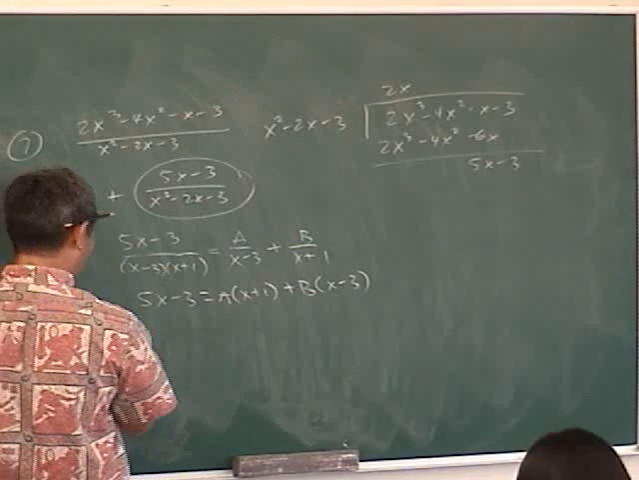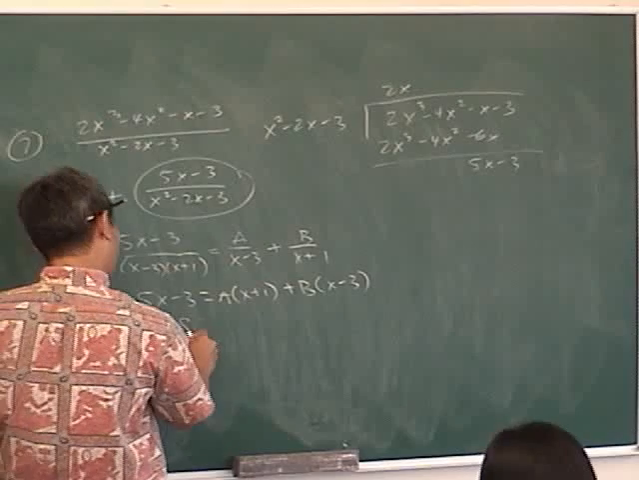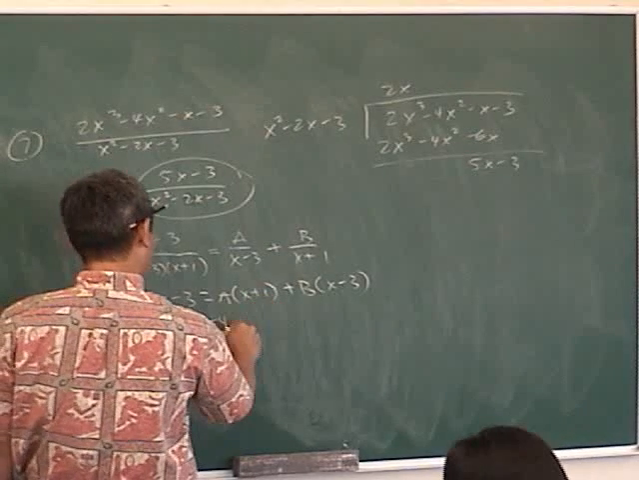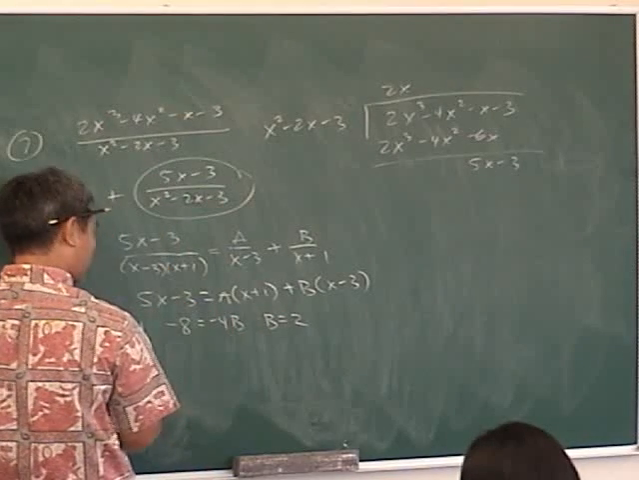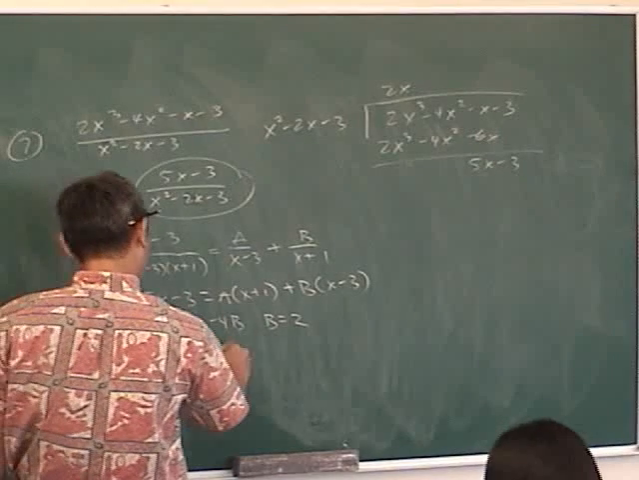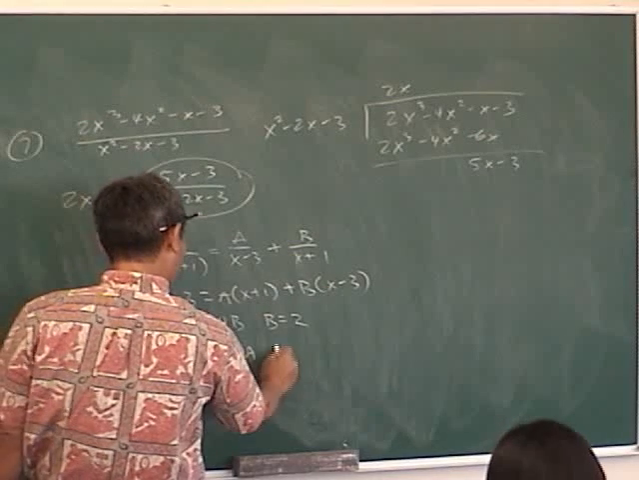So what's a good number to plug in for x? Negative 1, so you get negative 8 equals 0 minus 4b. b equals 2. What's another good number to plug in for x? 3. So if you plug in 3, 15 minus 12 equals 4a plus 0. a is 3.